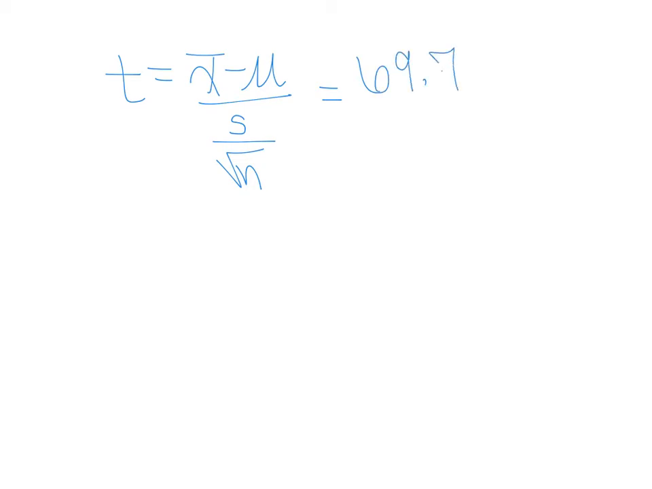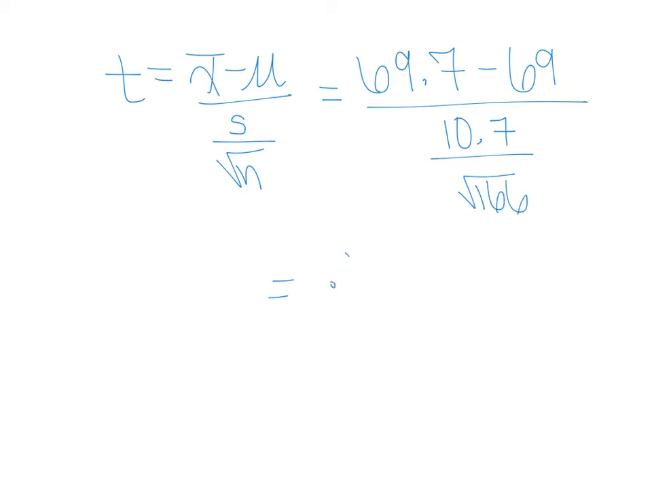Continuing with the mean pulse rate problem, we are finding our test statistic, or a t-score. So t equals x bar minus mu over the standard deviation over the square root of n. If we plug in that information that we found earlier, 69.7 minus 69 over 10.7 over the square root of 166, we get 0.7 divided by 0.83. Again, you can just plug this right into Excel and it will give you this answer of approximately 0.84.